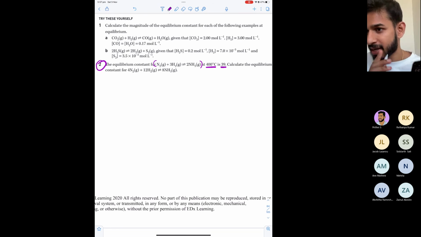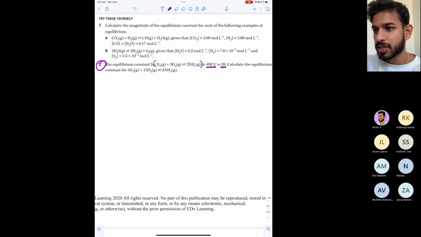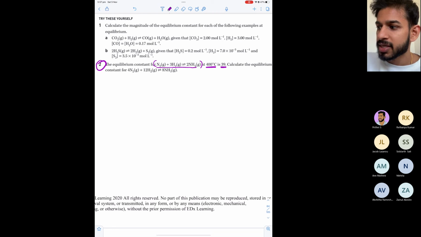So every time you guys get a K constant question, they'll always give you a temperature. And when they change temperature, you should come to the understanding that the K will also change. Good, right? So in this question, temperature has not changed, right? But something else has changed. We've gone from this equation here, and we've been told that the K is 39. So K equals 39.